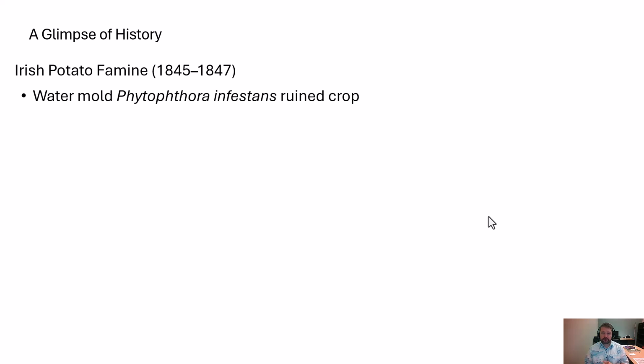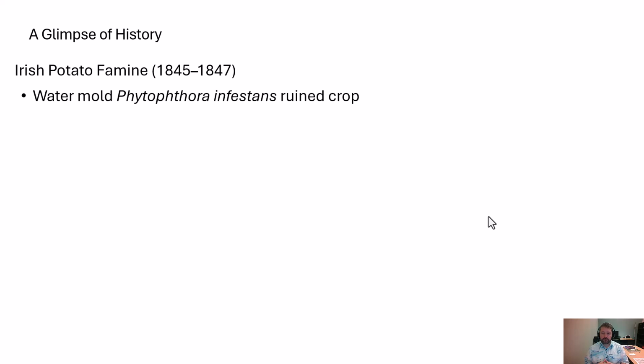Okay, and so the famine was caused by Phytophthora infestans, which is a mold. It's a fungus, and so you'll hear me talk about fungi. So mold is not really a type of fungus. It's more like a morphology of fungus, and so it occurs in both mold and spore form.